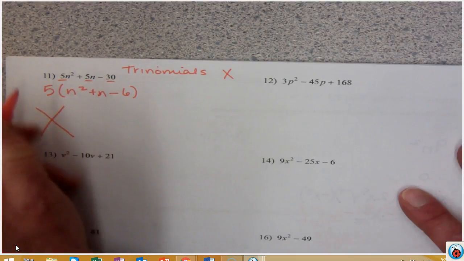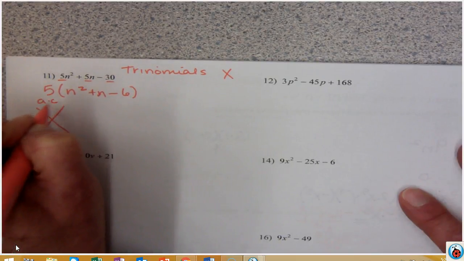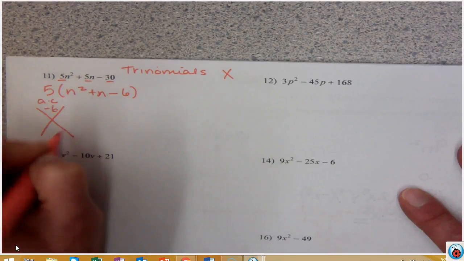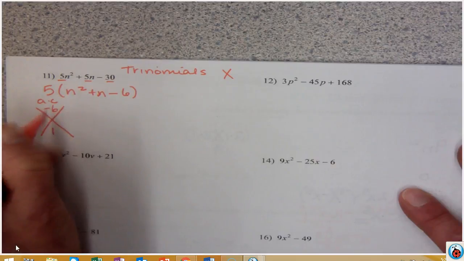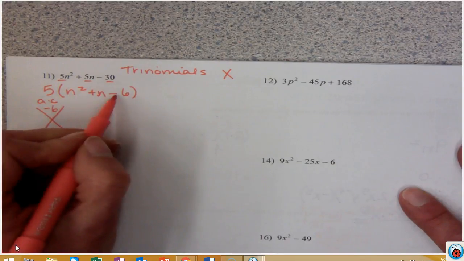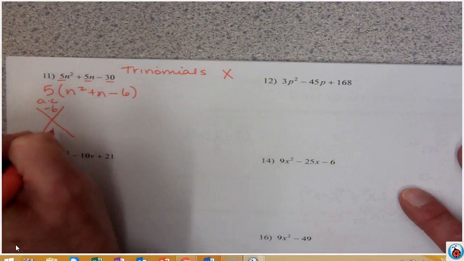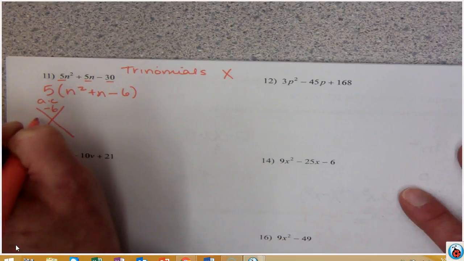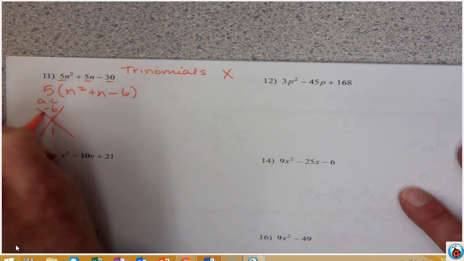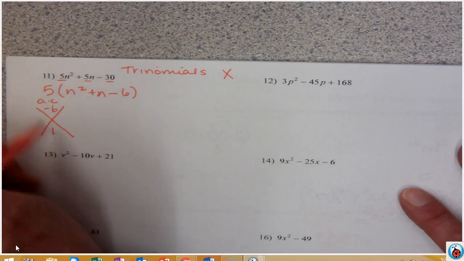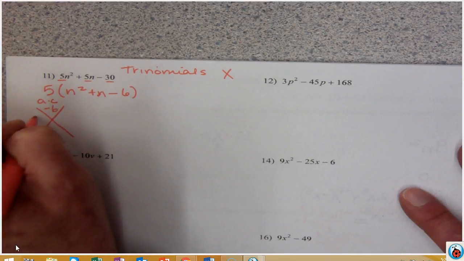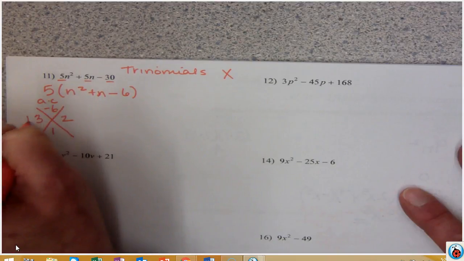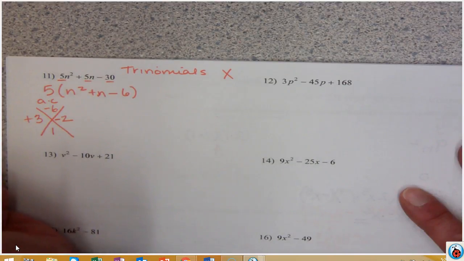Then I'm going to use my X. I put my a times c, which is 1 times negative 6. I've got my b value, which is 1. What 2 numbers multiply to give me negative 6 and add to give me positive 1? Since this is positive and this is negative, my bigger number is going to be positive and my smaller number is going to be negative. So that means it can't be 6 and 1, because 6 minus 1 is not going to give me 1. So it's got to be 3 and 2. My bigger number is going to be positive, my smaller number is going to be negative.